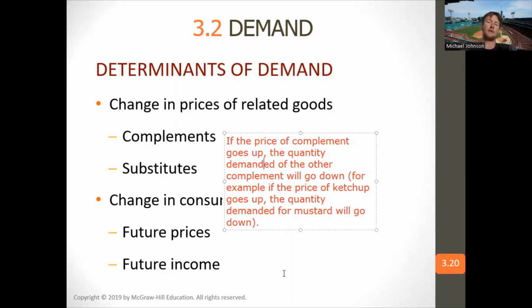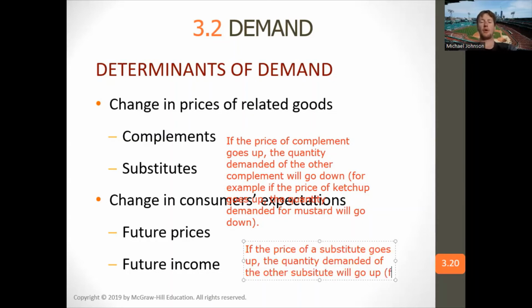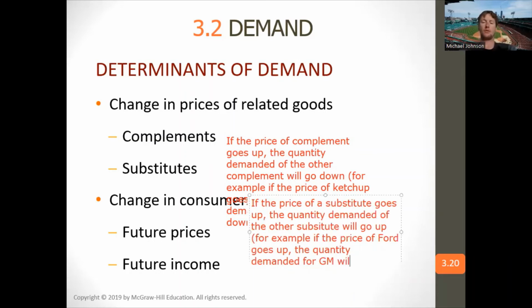And then for substitutes, if the price of a substitute goes up, the quantity demanded of the other substitute will go up. For example, if the price of Ford goes up, the quantity demanded for GM will go up because people will switch due to higher costs.